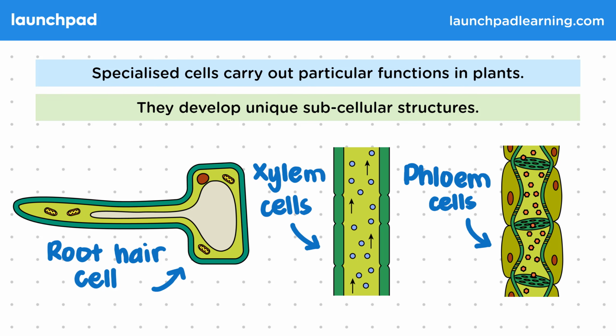For the exam, you need to be able to recognise, draw and interpret images of these 3 cell types and also link their structure to their function. So let's start by having a look at the function of a root hair cell.